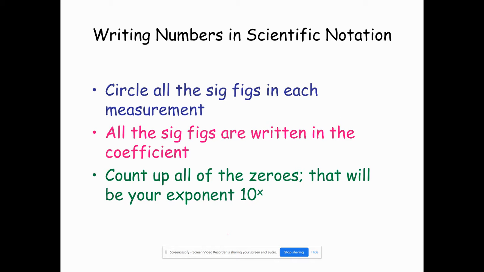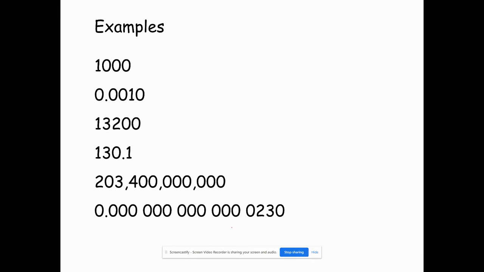Now when I'm taking numbers and writing them into scientific notation, I have to circle all of the significant figures. The sig figs are written in the coefficient, and then we put the exponent in. So where's the significant figure in the first one? Let me see if I can get my cursor in the right spot. Right there, so here is 1. And now that's going to be times 10 to the power of 3, counting 1, 2, 3 hops.